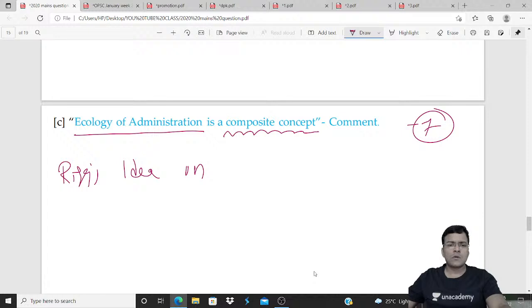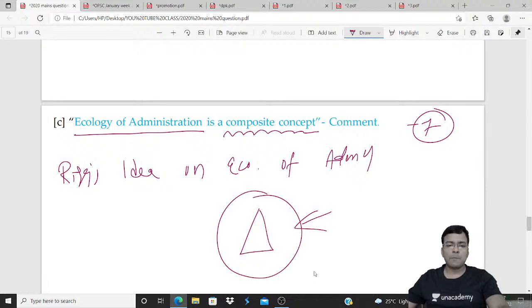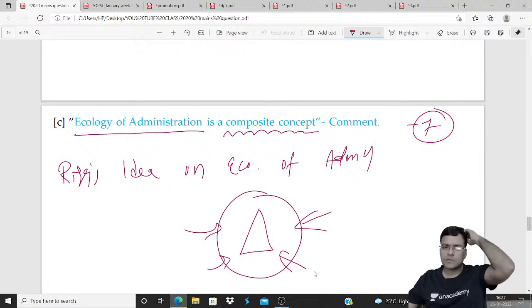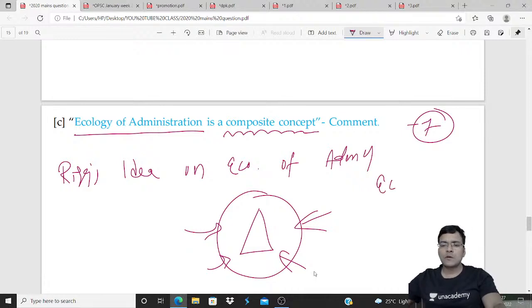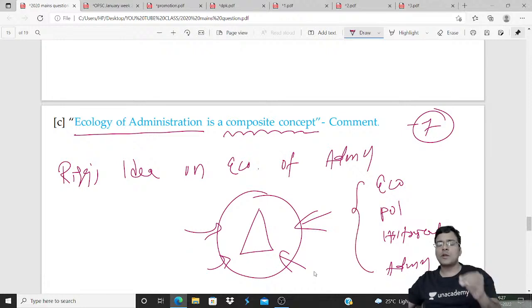on ecology of administration, how the surrounding of administration has impacted it, has influenced it. That you have to write. How the surrounding ecology of administration influenced it, and the ecology, economy, political, historical and administrative, these are the ecology of administration that influence administration. So ecology of administration is a composite concept.